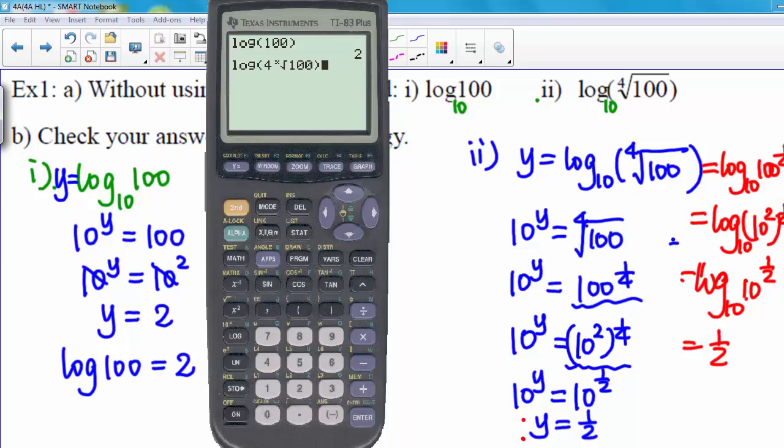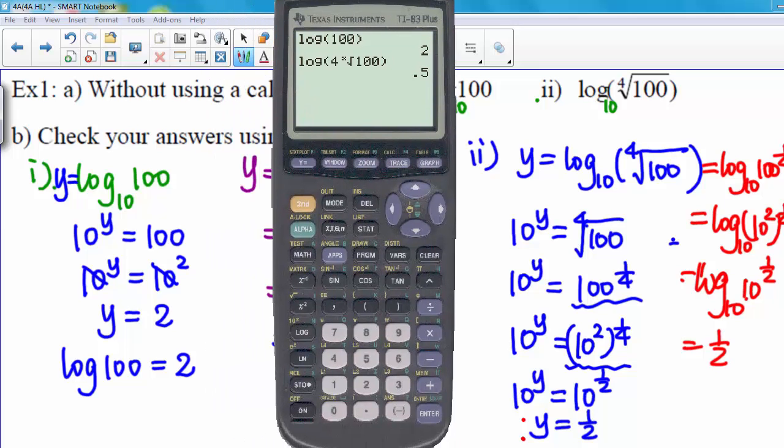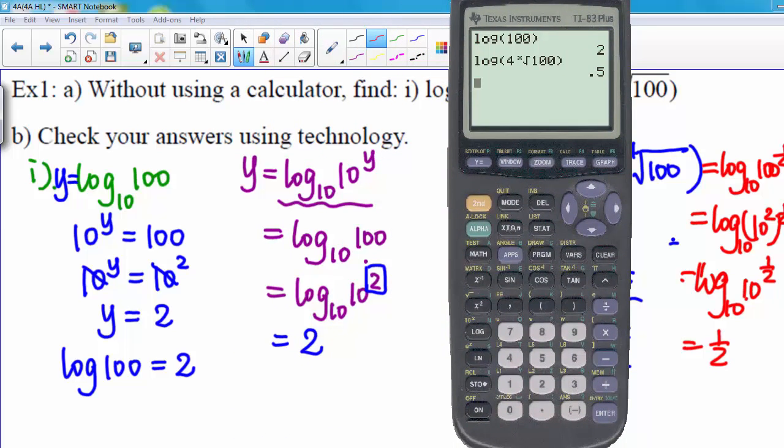Then close the brackets, enter 0.5. Okay, so that's how we can use the graphing calculator to find the value here.